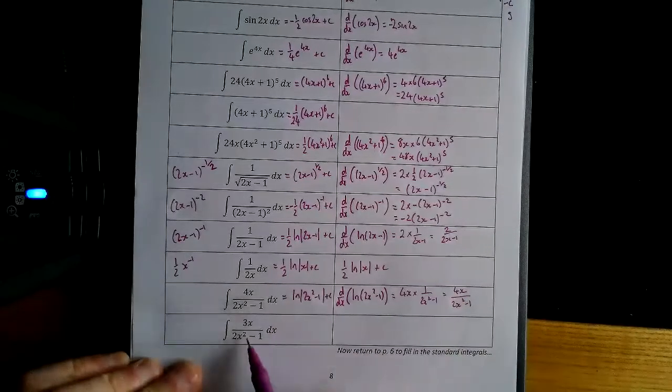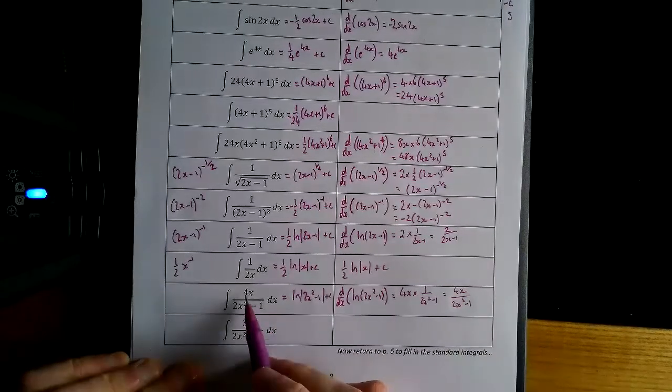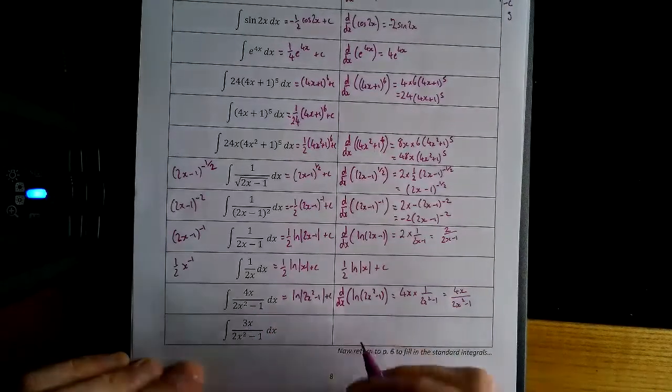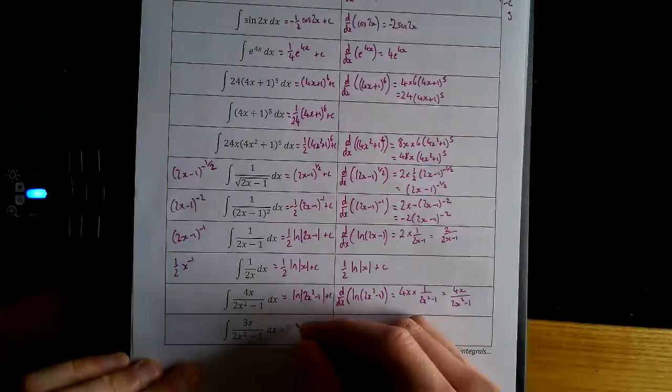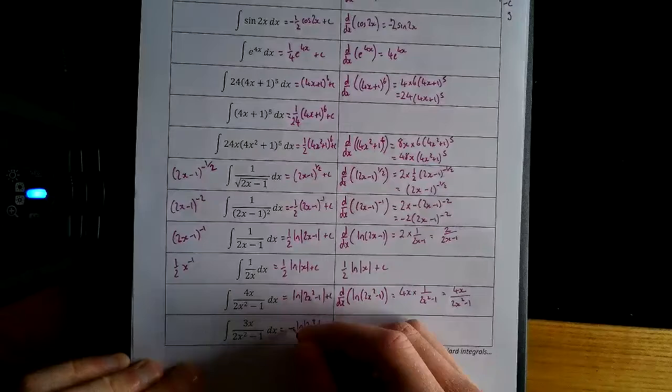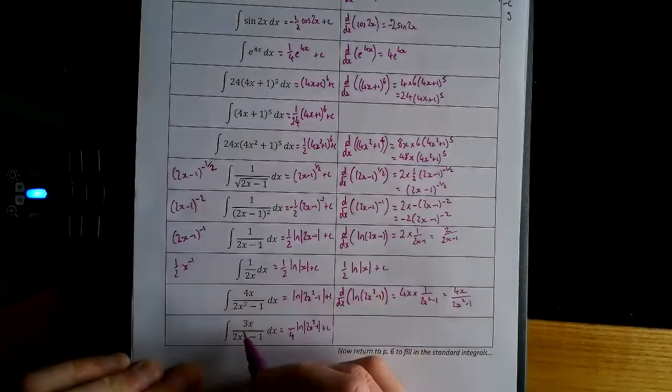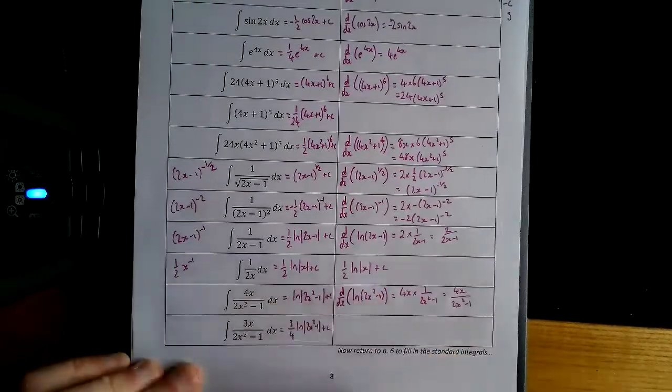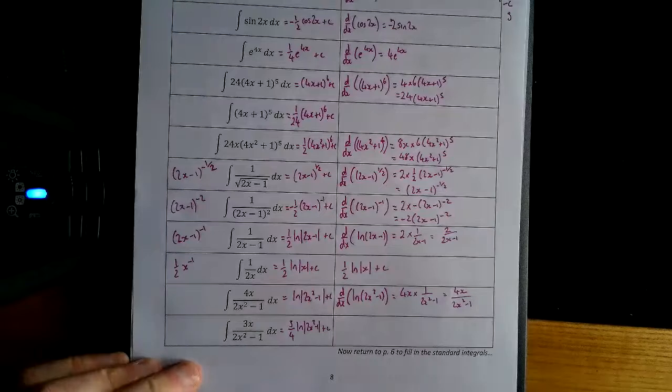And the last one is the same as this one, look, but we've got rid of the 4 and changed it into a 3. So it's the same answer as before. Just this time, I need to divide it by 4 to get rid of that 4, and then times by 3 to get that 3 in there. So it's the same as times by 3/4.